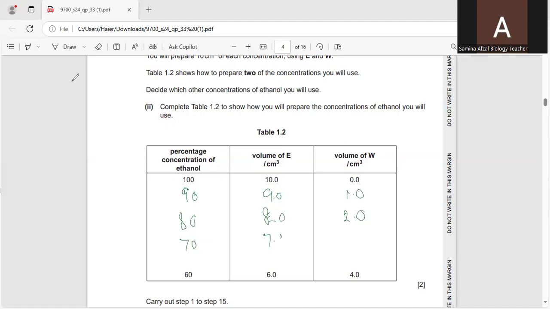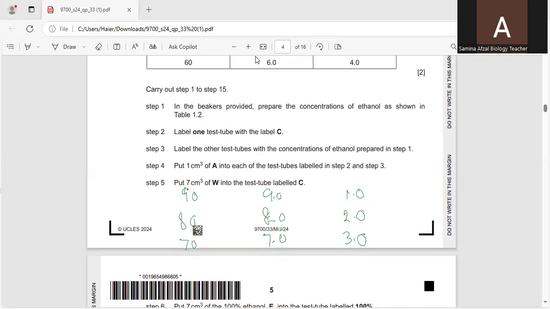7 cubic centimeters of ethanol and 3 cubic centimeters of water, to make 10 cubic centimeters of solution having these concentrations: 100, 90, 80, and 70. So following the guidelines they have provided, with 100% ethanol and 60% ethanol, we can make these three different concentrations in between the already given 100 and 60.